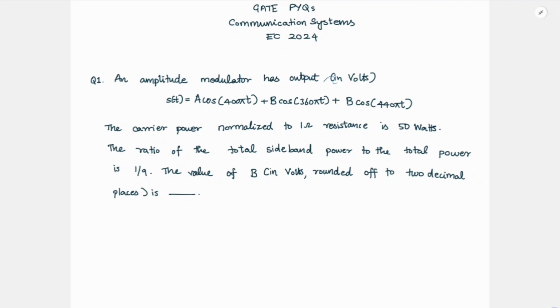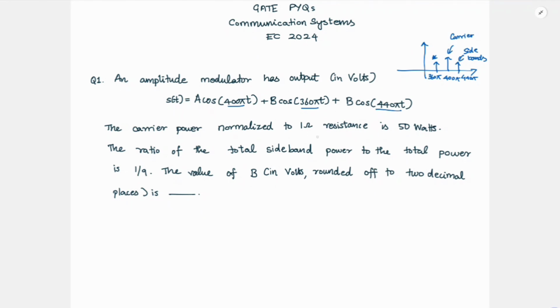An amplitude modulator has output in volts S of t given by A cos 400 pi t plus B cos 360 pi t plus B cos 440 pi t. If you see, the three frequencies are 400 pi, 360 pi and 440 pi. So if you were to plot your frequency response, we have one at 400 pi and two sidebands at 360 pi and 440 pi. This is your carrier and these are your sidebands.